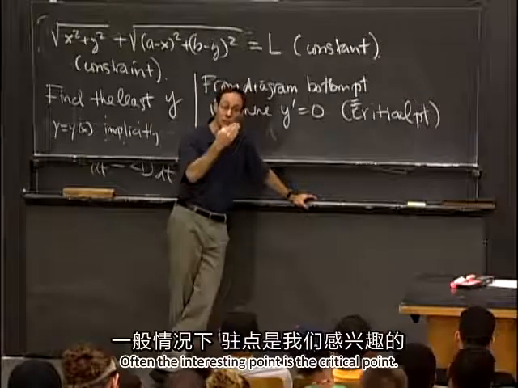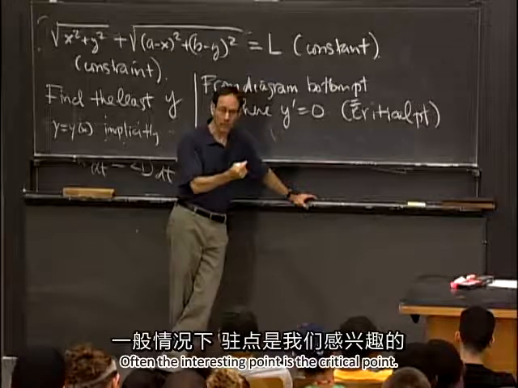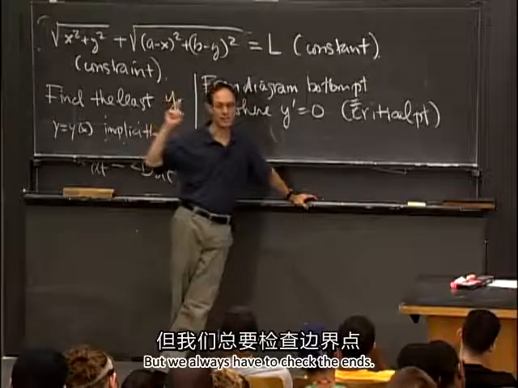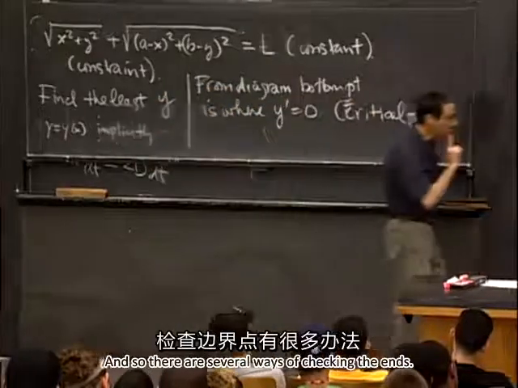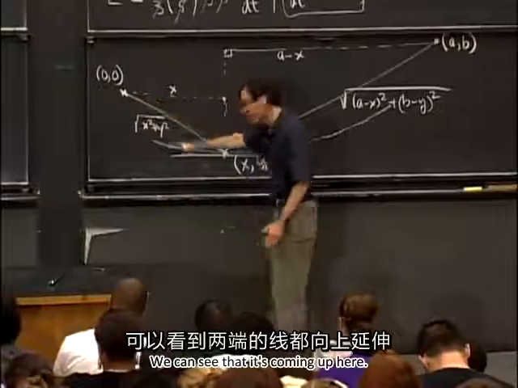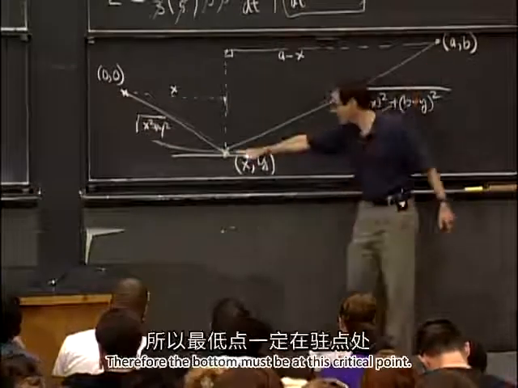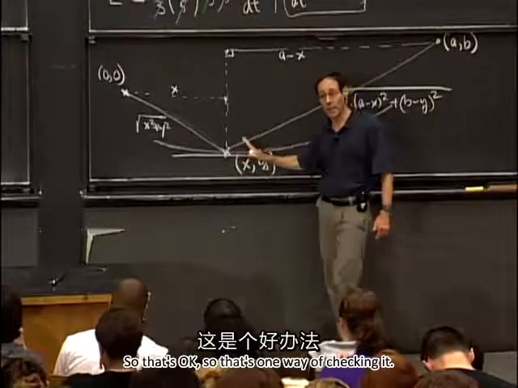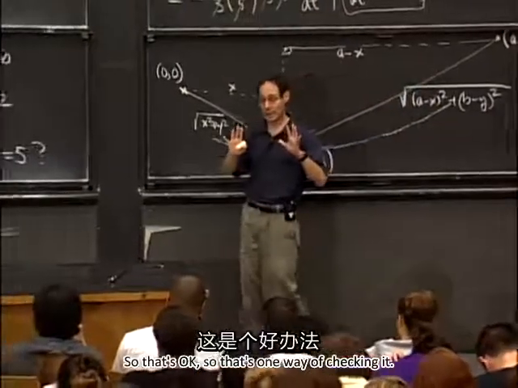Often the interesting point is the critical point, and that indeed turns out to be the case here. But we always have to check the ends, and there are several ways of checking them. One is we did this physical problem. We can see that it's coming up here, and it's coming up here. Therefore, the bottom must be at this critical point. So that's okay. That's one way of checking it.